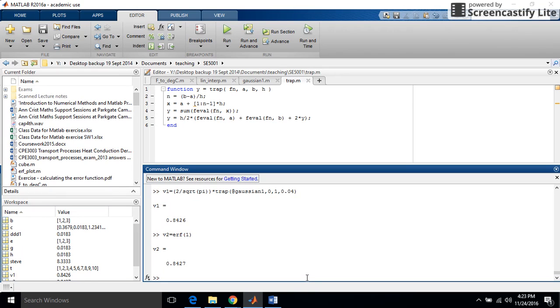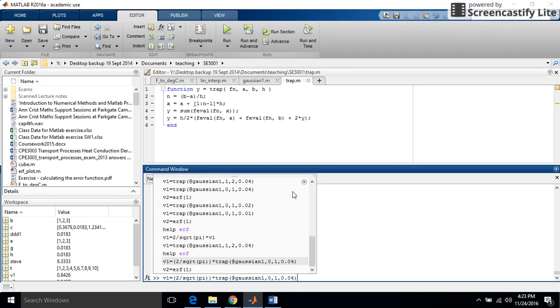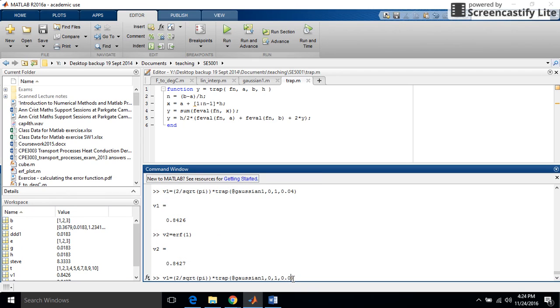Okay. We see here it's nearly equal to, we've got 0.8426 here and 0.8427 there. So what we need to do to get our function accurate to 4 decimal places is we can try to use a finer resolution or a thinner trapezium width. So let's call this again, but now give it a trapezium width of 0.02.